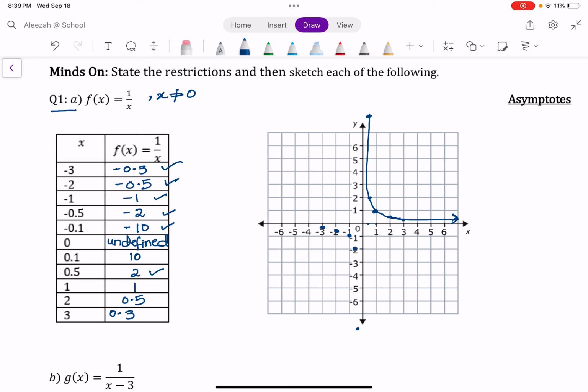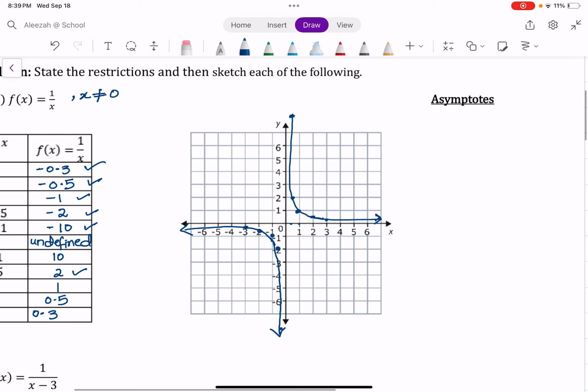So these are my points, and then I graph it. So when I graph it, I'll do the same thing as I did. Okay, so this is the graph of the function. And if you notice, my graph is not going to touch the x-axis, right? And it's not going to touch the y-axis, right? So a line that your graph never touches is called an asymptote.